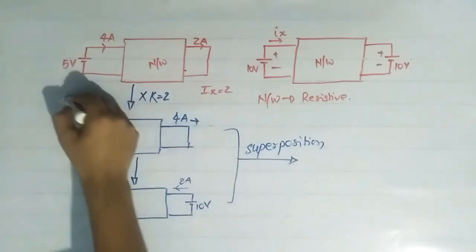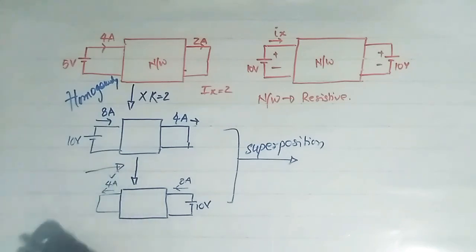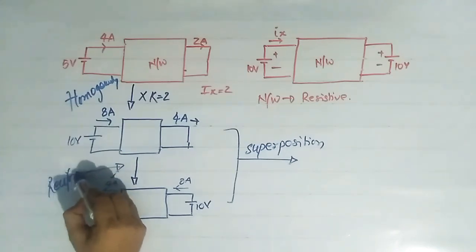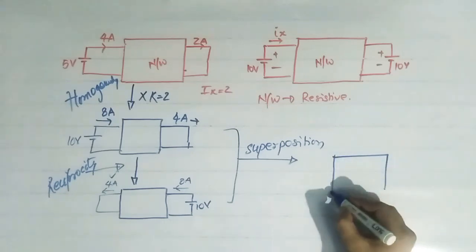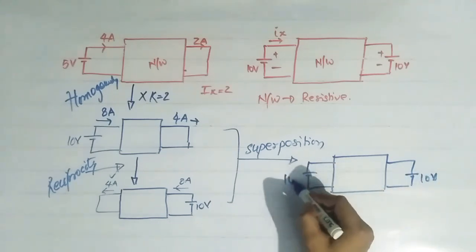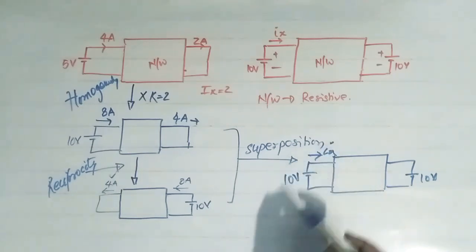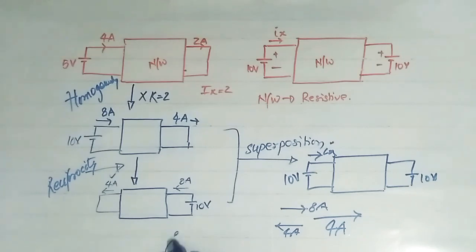Here we have applied homogeneity, and here we have applied what? Reciprocity. Now we will apply the superposition theorem. So when we apply the superposition theorem, we get 10 volt here, 10 volt here, and what will be current IX? It will be equal to 8. This 8 ampere is in this direction, and this 4 ampere is in this direction. Then we finally get 4 ampere current in this direction. So IX is simply equal to 8 minus 4, that is equal to 4 ampere. So this 4 ampere is the answer.